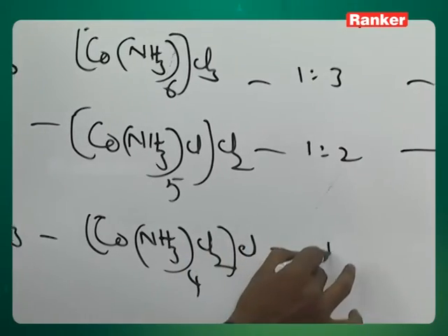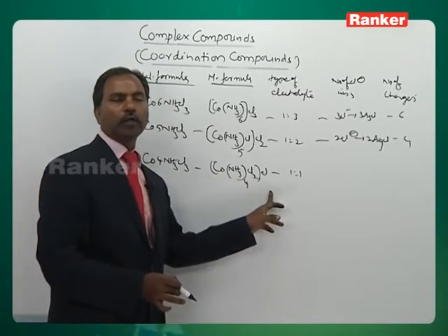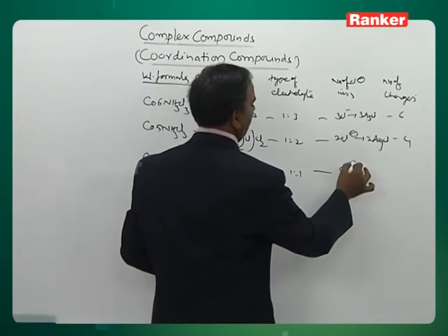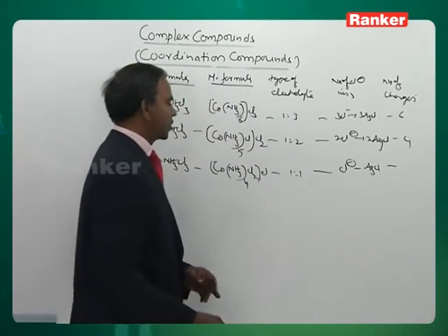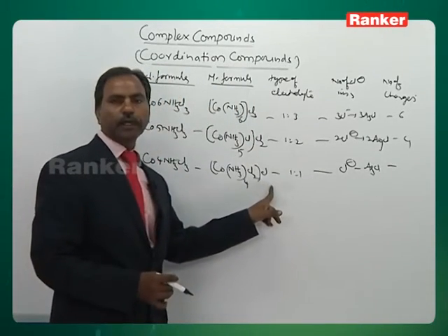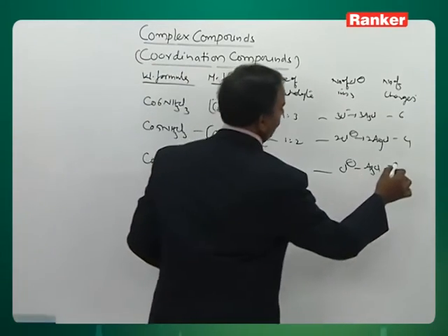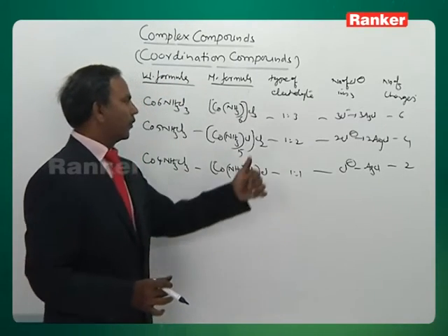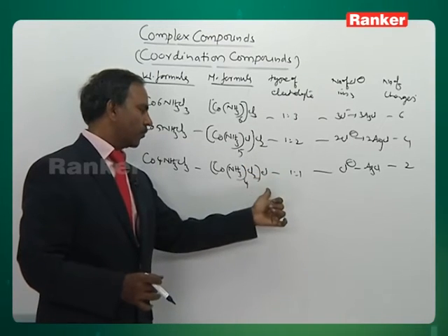Then type of electrolyte, it is simply 1:1, 1 cation, 1 anion, a 1:1 complex. Next, how many chlorions are precipitated? Only 1 Cl minus and AgCl. Check how many charges: 1 minus and 1 plus, therefore it is 2 charges. Here about the charges you should be very careful: 3 plus 3 is 6, 2 plus 2 is 4, 1 plus 1 is 2.